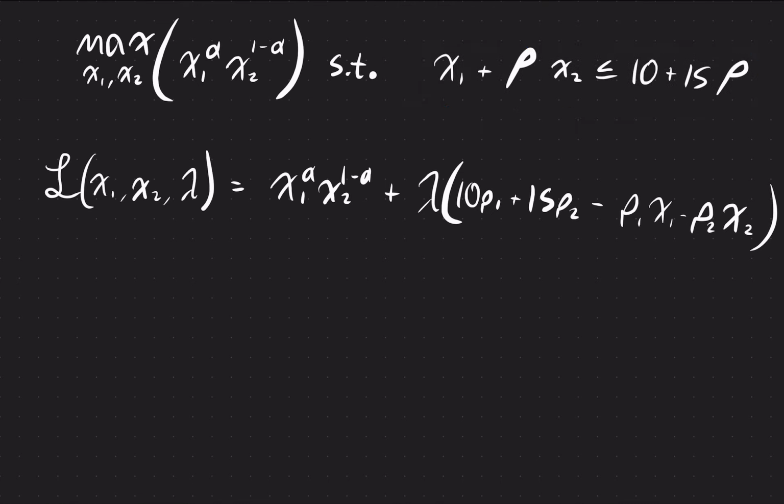And I will again replace it down here in our constraint. 10 plus 15 rho minus x1 minus rho x2.